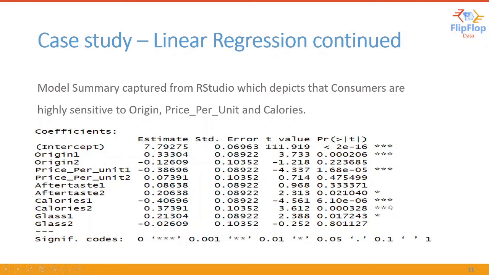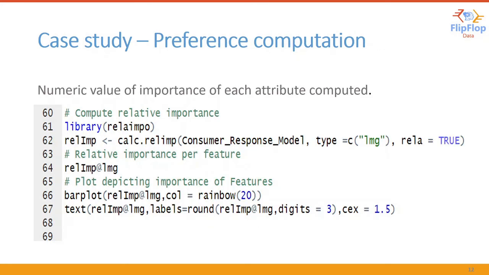Now next is finding out the numeric importance of each attribute. How do we do that? We make use of the relaimpo package for computing importance and preference. If the package is not installed, then please install it using the install.packages function. And then you can call the library relaimpo.